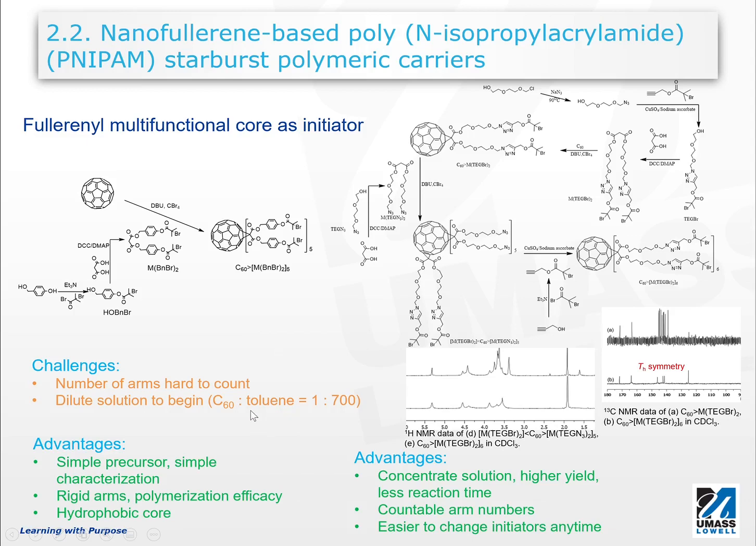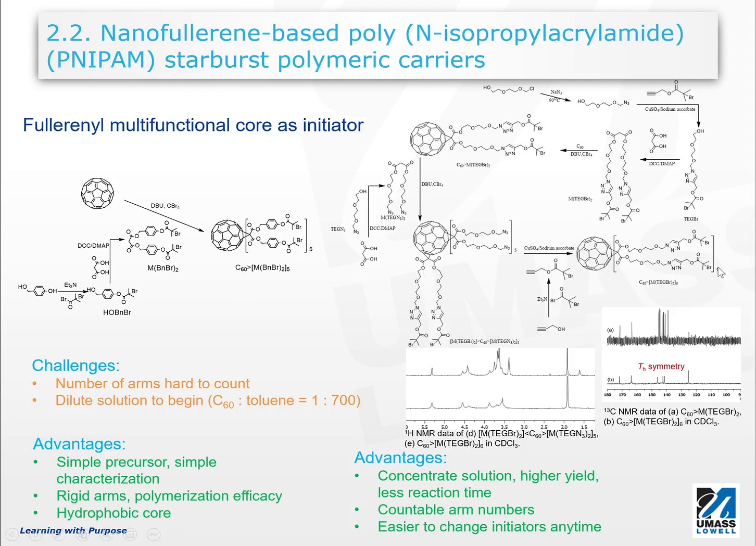Even in toluene, the solubility of C60 is about 1 gram in 700 milliliters of pure toluene. That means we have to use a very dilute solution to begin with, and this will result in longer reaction time and lower yield.